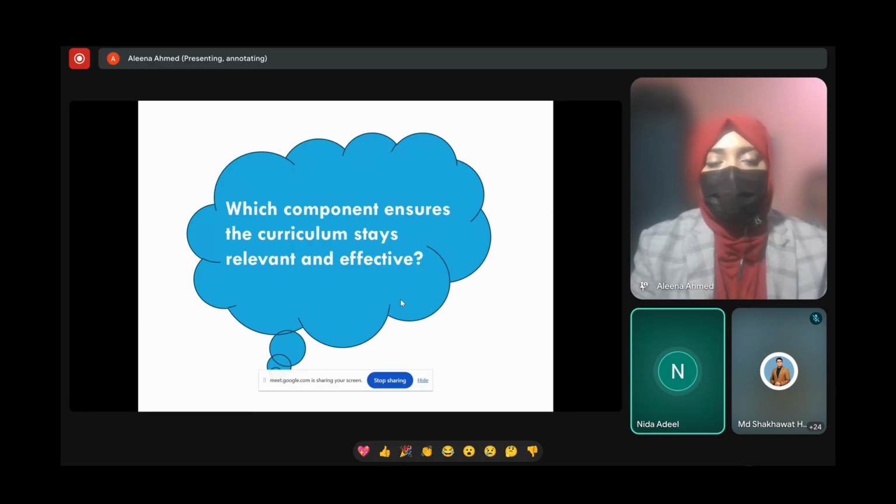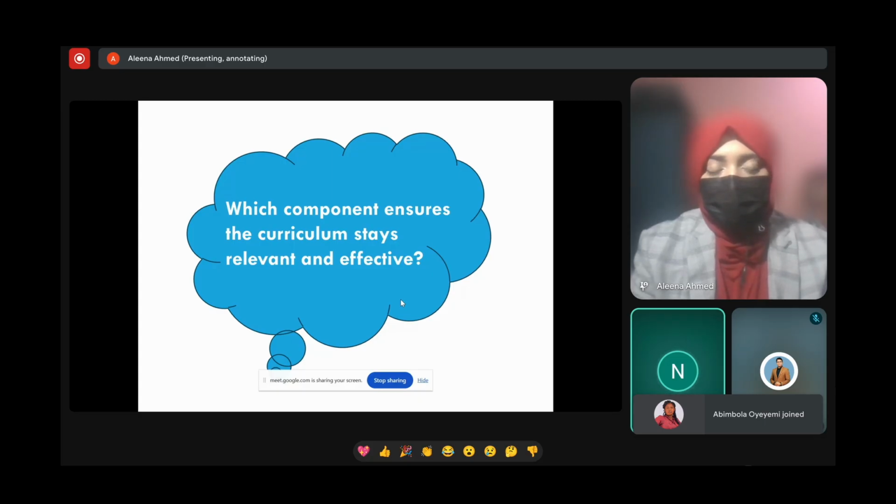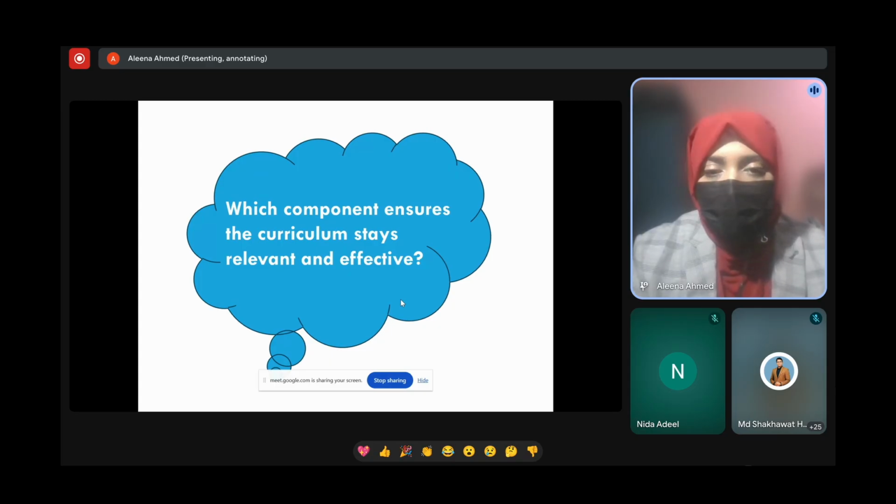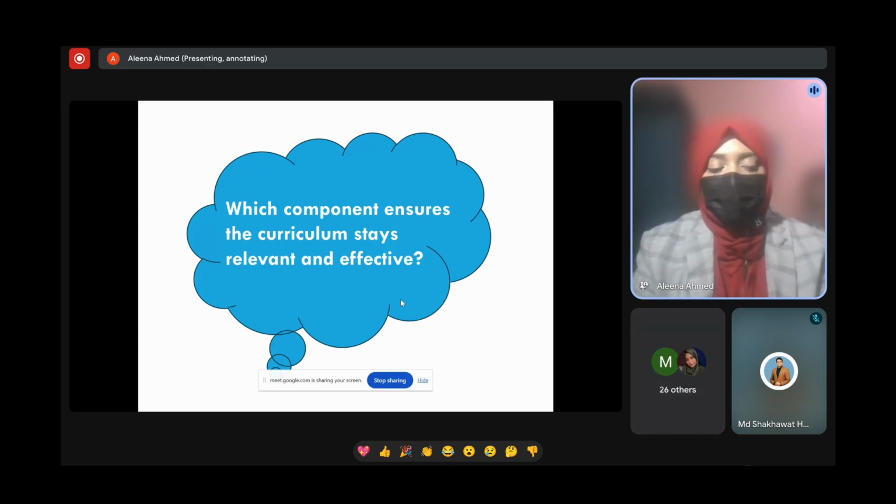I think the component methodology stays relevant and effective because it aligns with all the teaching strategies, how we are going to implement activities and all that. So I think that component ensures. Okay, which one did you say just? Methodology. Methodology. Okay. Anybody else with the why as well?